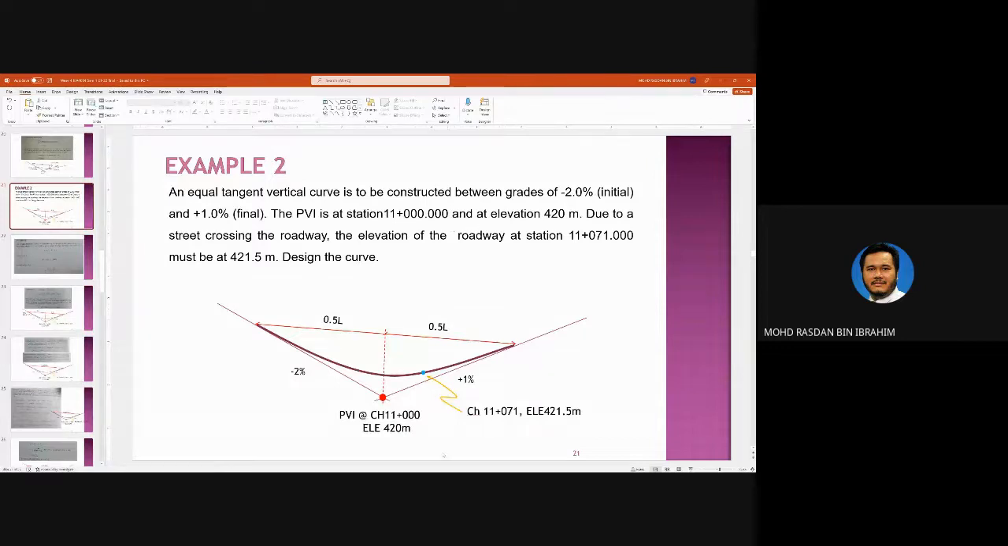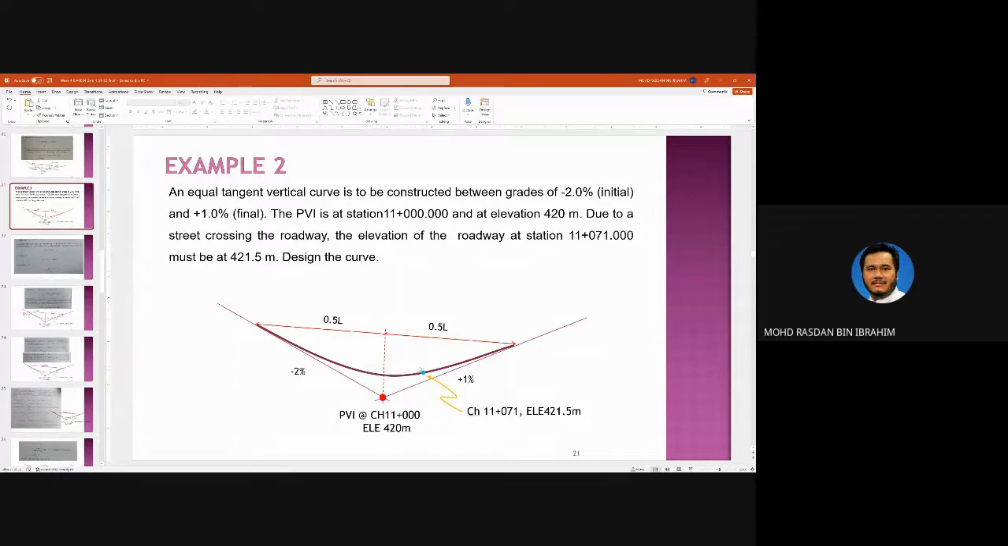Okay. The chainage and elevation of PVI is given here. The percentages are already known, the initial grade and the final grade. But now we need to make sure that the point here, km 11 plus 71, must be at elevation 421.5 because there is a street crossing over here.